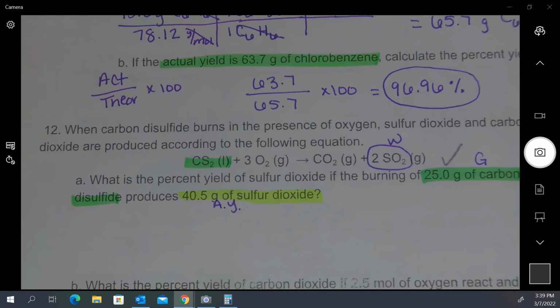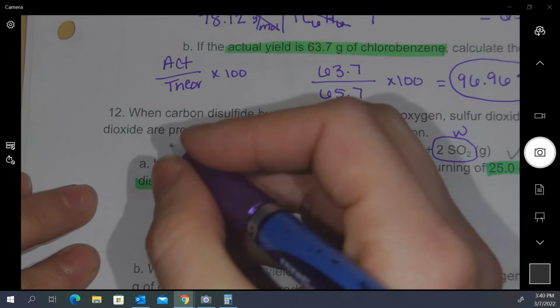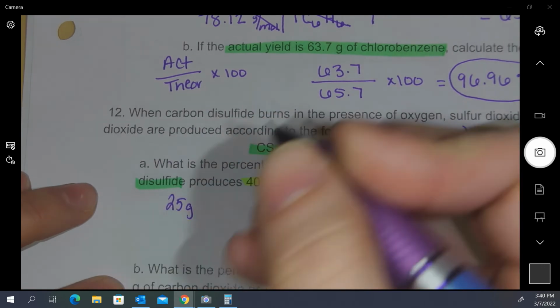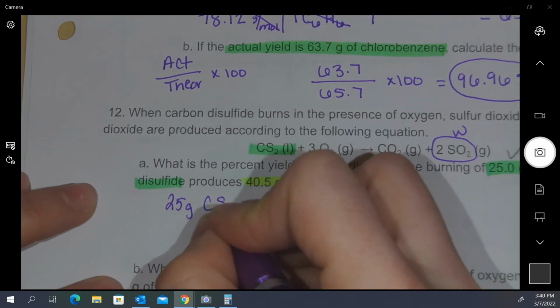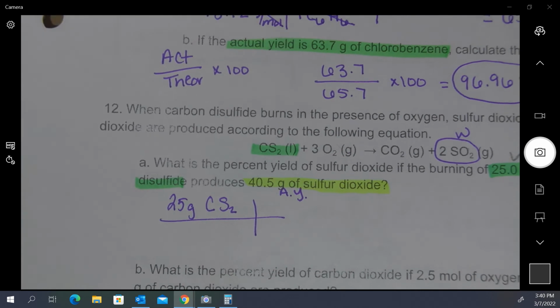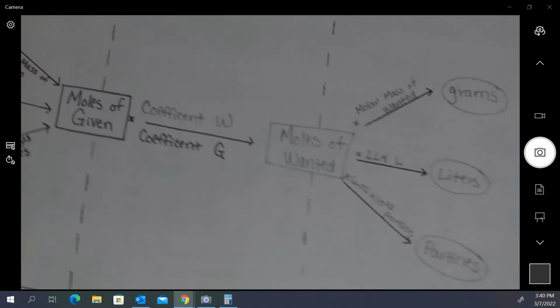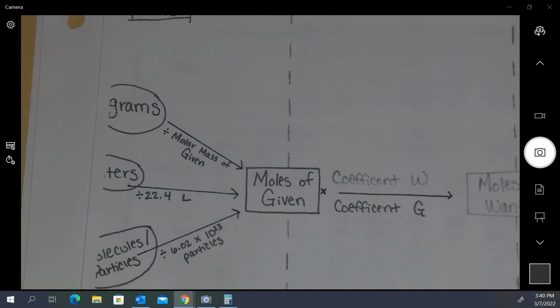So we're going to do a theoretical yield equation to solve for this. And there's no specific equation for theoretical yield. It's just plain out stoichiometry. So we're starting with 25 grams of carbon disulfide. Because I'm starting with grams of carbon disulfide, what do I need to do? Put this here as a reminder. Divide by molar mass. Yeah, divide by molar mass.